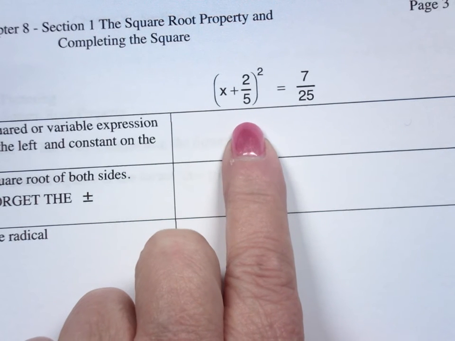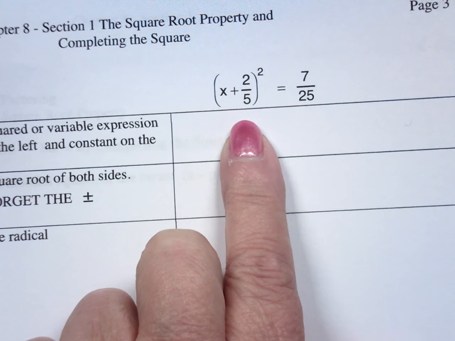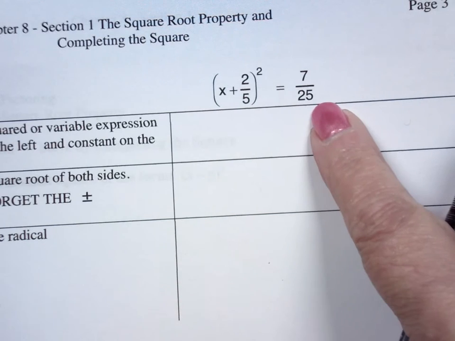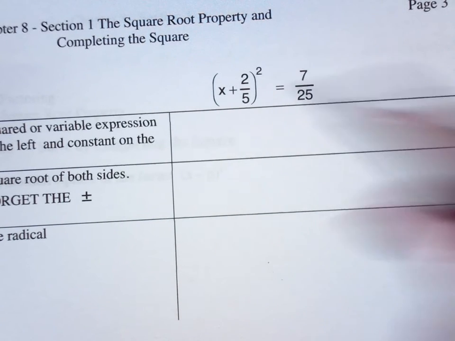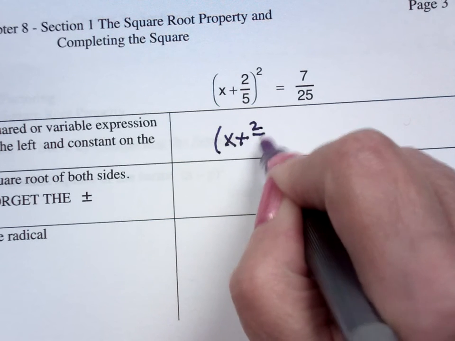This is what we mean by a variable expression, which is (x + 2/5) quantity squared. So it's kind of a blobby thing: a set of parentheses squared with something inside the parentheses. And it's equal to a number. So this guy is set up nicely. He's okay. I don't have to do anything to him.